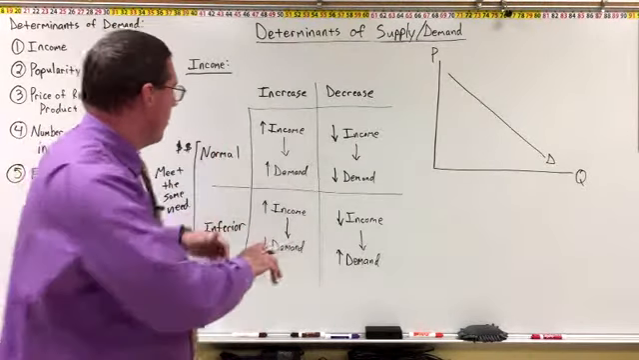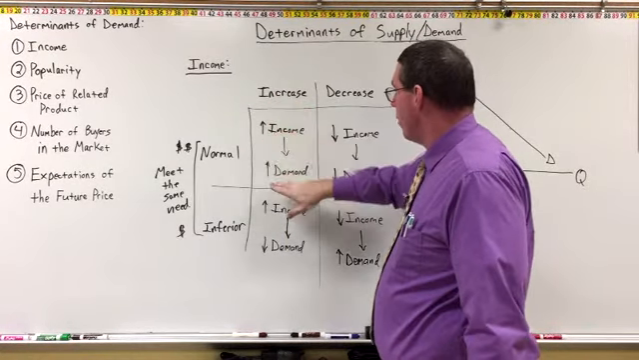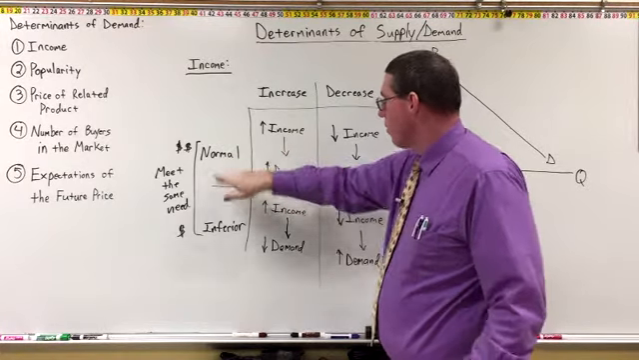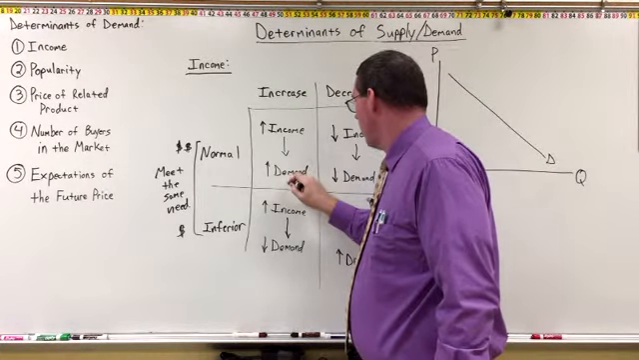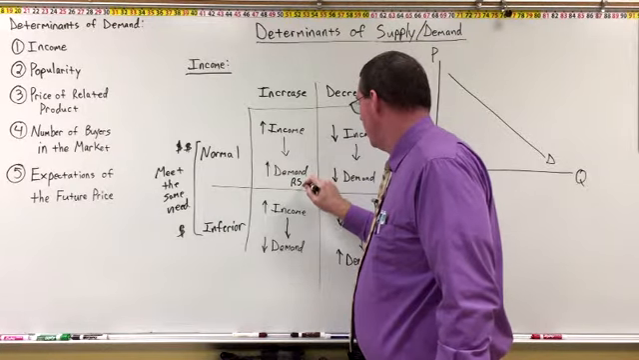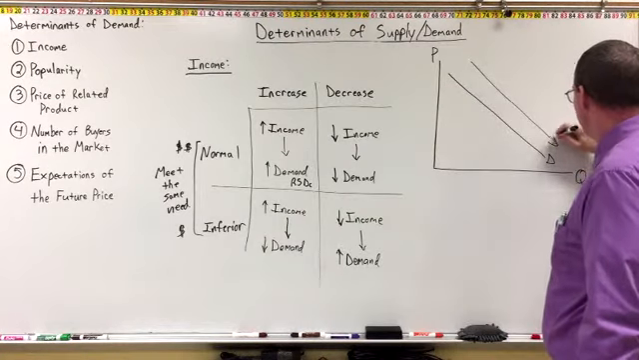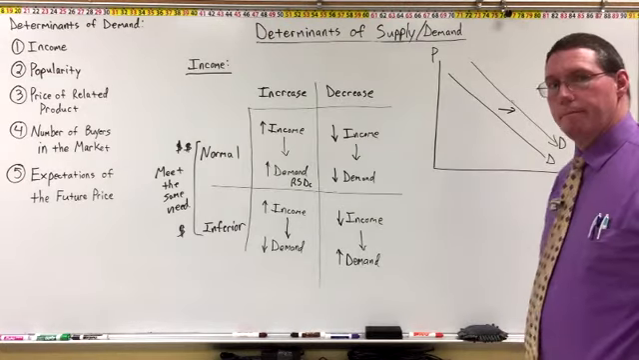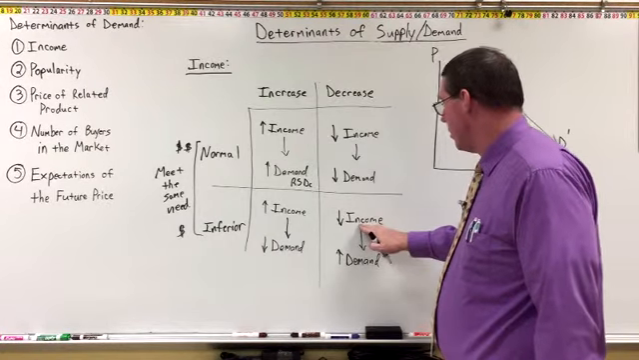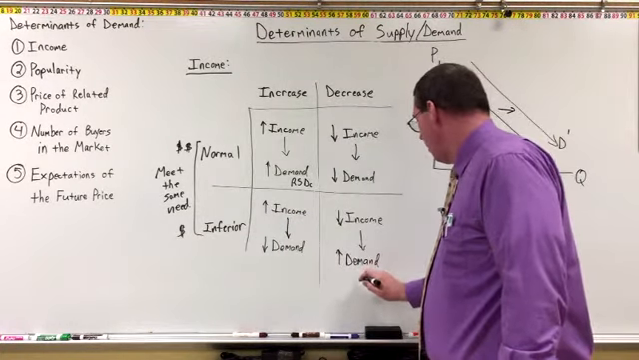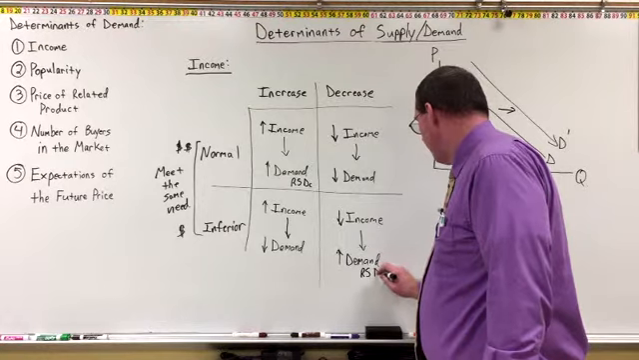So now let's sum it up. For a normal good, when income increases for buyers, they're going to buy more. They're going to increase demand in the normal goods. And that's going to cause a right shift in the D curve. Okay? So the demand curve is going to shift to the right. Also, we're going to have a rightward shift in the demand curve if there's a decrease in income, but for inferior goods.